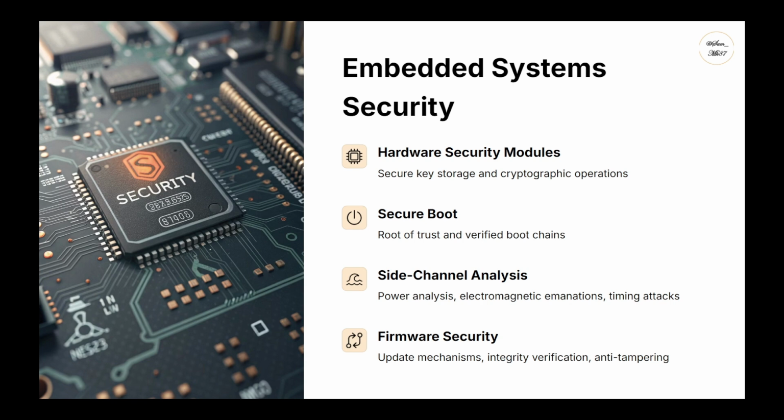and unmodified. Then we have side-channel analysis, which is a more advanced threat, where attackers use techniques like power analysis, electromagnetic emission monitoring, and timing attacks to infer sensitive data such as keys by observing how the system behaves. Finally, we have firmware security, which is also crucial. This includes having secure update mechanisms to prevent unauthorized firmware installation.